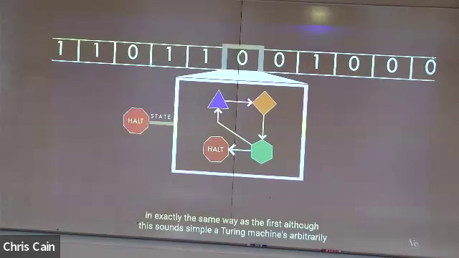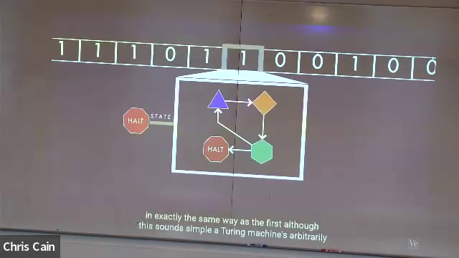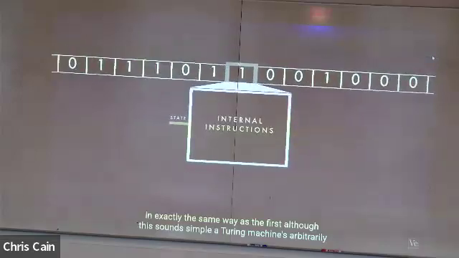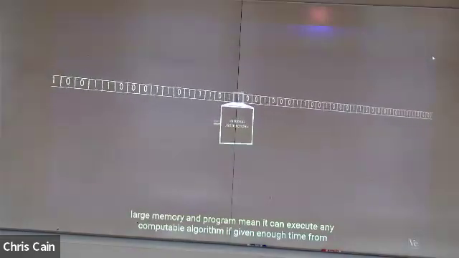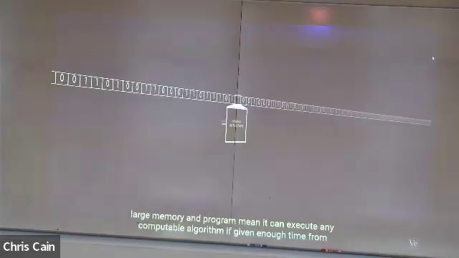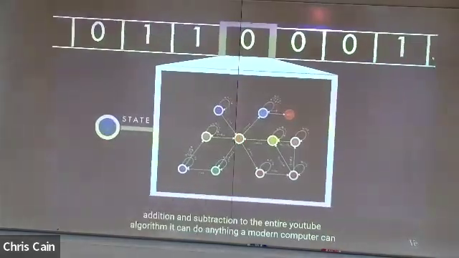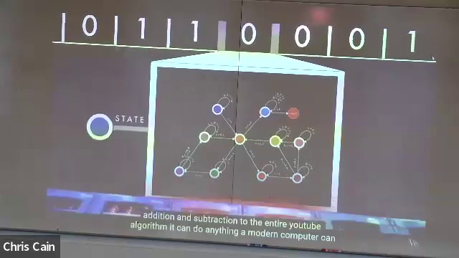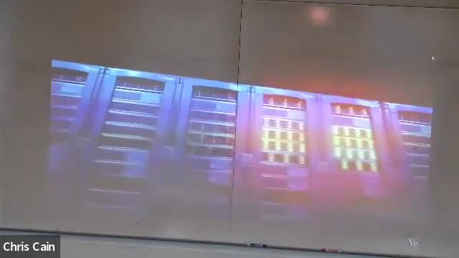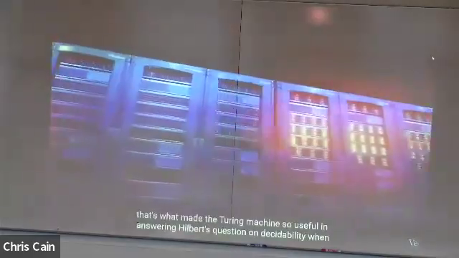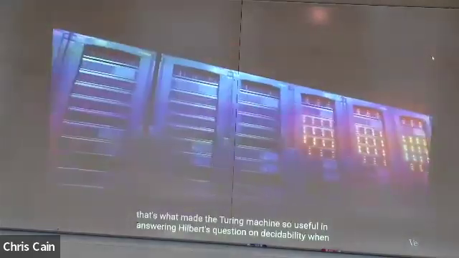Although this sounds simple, a Turing machine's arbitrarily large memory and program mean it can execute any computable algorithm if given enough time. From addition and subtraction to the entire YouTube algorithm. It can do anything a modern computer can. That's what made the Turing machine so useful in answering Hilbert's question on decidability.